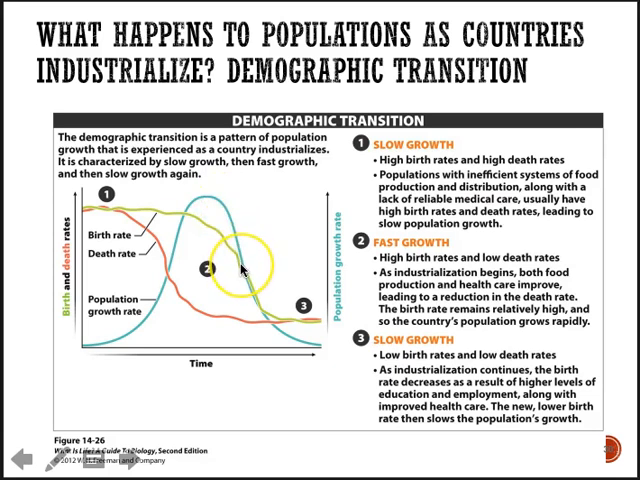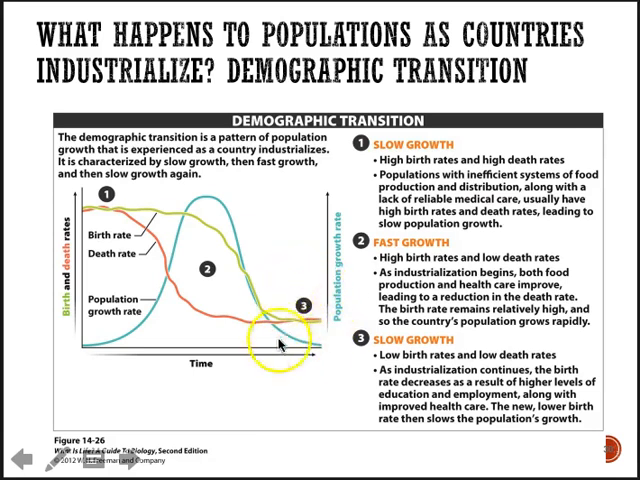The birth rate is slowing down. The death rate is staying low. And so if people are having fewer babies, the population is still growing, but not growing as fast. So this is stage 2, called fast growth transitioning into a period of slow growth.